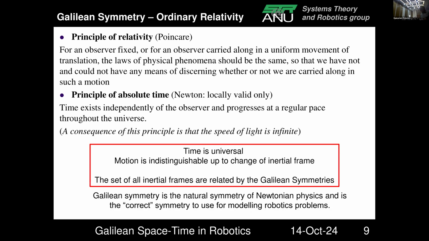So Galilean symmetry says, what I'm going to do is assume that time exists independently, the principle of absolute time. So that tells me that if I synchronize a bunch of clocks all over the universe, they'll all stay in time with each other. And a consequence of that is that the speed of light is infinite, right? If I send information anywhere in the universe, it gets it instantaneously. If you work in that space, which as roboticists, most of our things go slower than the speed of light, you have a beautiful symmetry. Time is universal, motion is indistinguishable up to the change of the inertial frame, and you get Galilean symmetry.